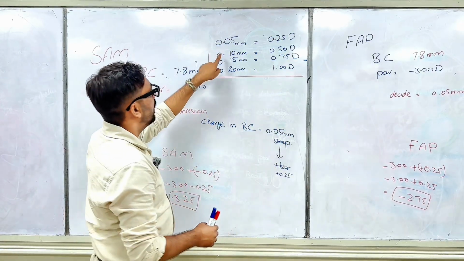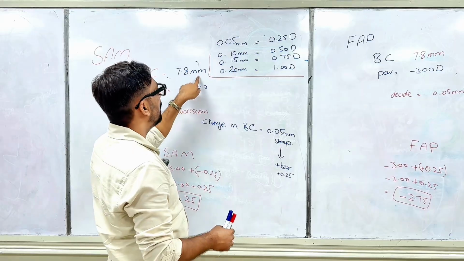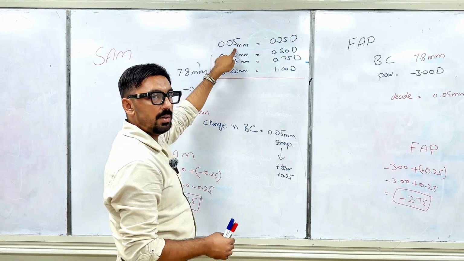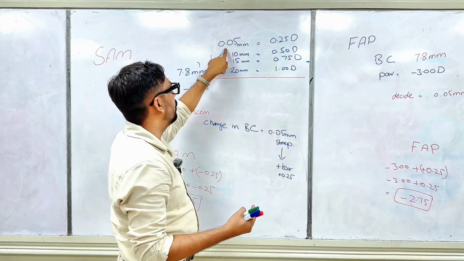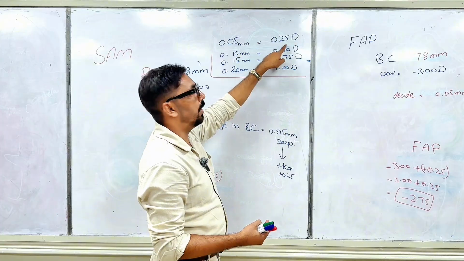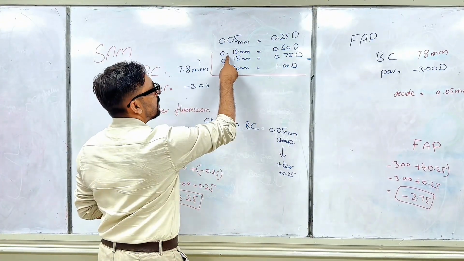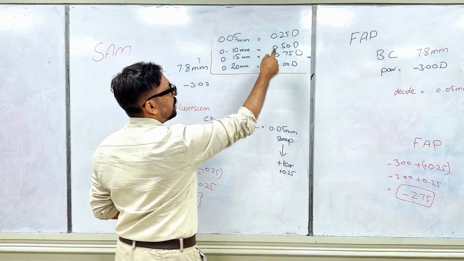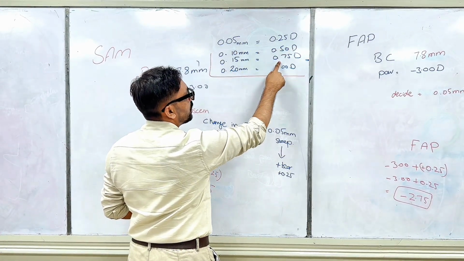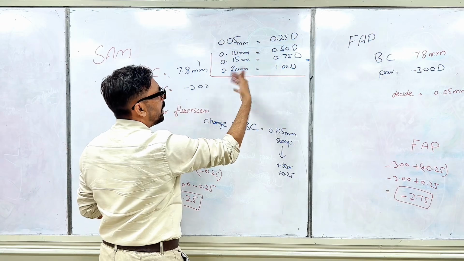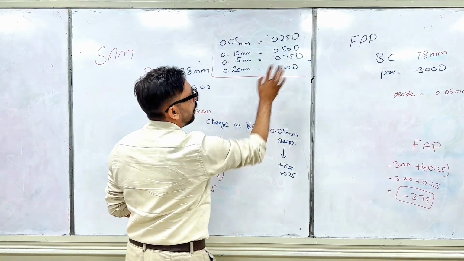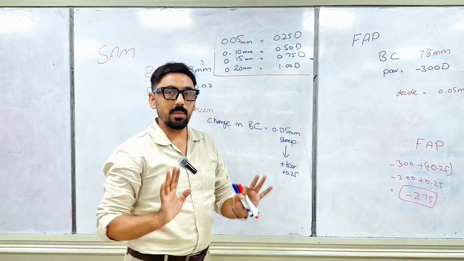Remember, if you change the base curve, which is in millimeters, by 0.05 millimeter, it will change the power of the lens as well. And how much? 0.25 diopters. If you change the base curve by 0.10 millimeter, it will change the power by 0.5 diopters. If 0.15 millimeter, it will change the power by 0.75. And if you change the base curve by 0.20 millimeters, it will change the power by 1 diopter. This is the basic rule you have to remember.